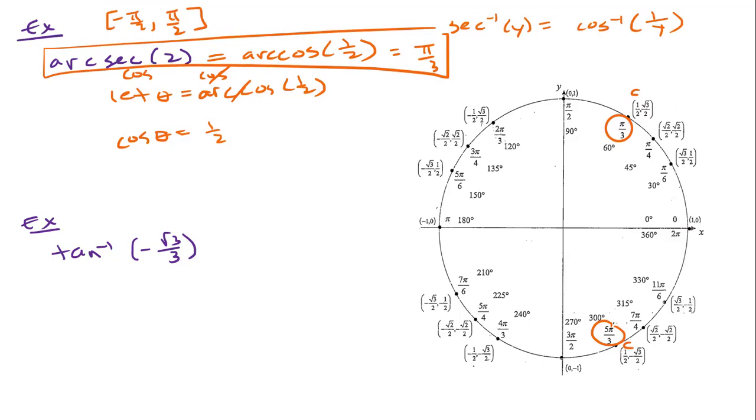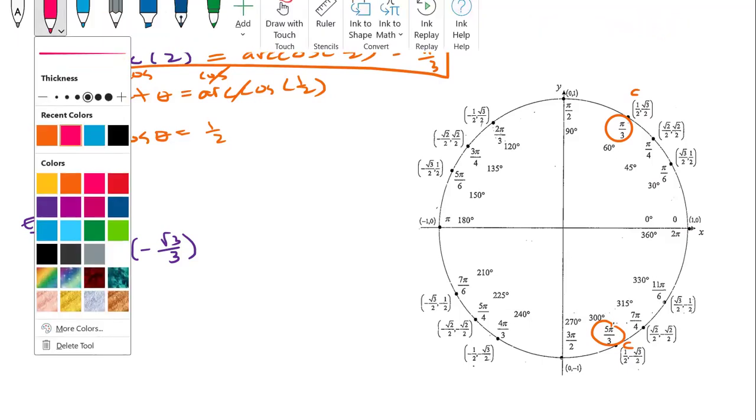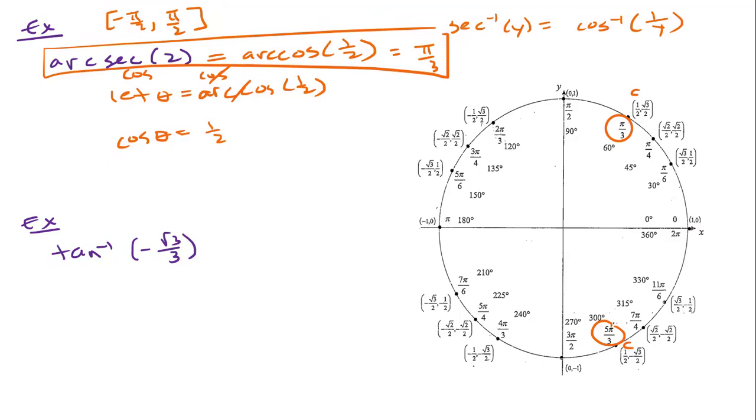All right, let's look at the next one. So this one we have the inverse tangent of negative radical 3 over 3. All right. So again, let's go through the same process here of getting rid of the inverse tangent here. So we're going to let theta equal inverse tangent of negative radical 3 over 3. We're going to take the tangent on both sides. So that gives us tangent theta. And again, the tangent and the inverse will cancel, leaving us with negative radical 3 over 3.